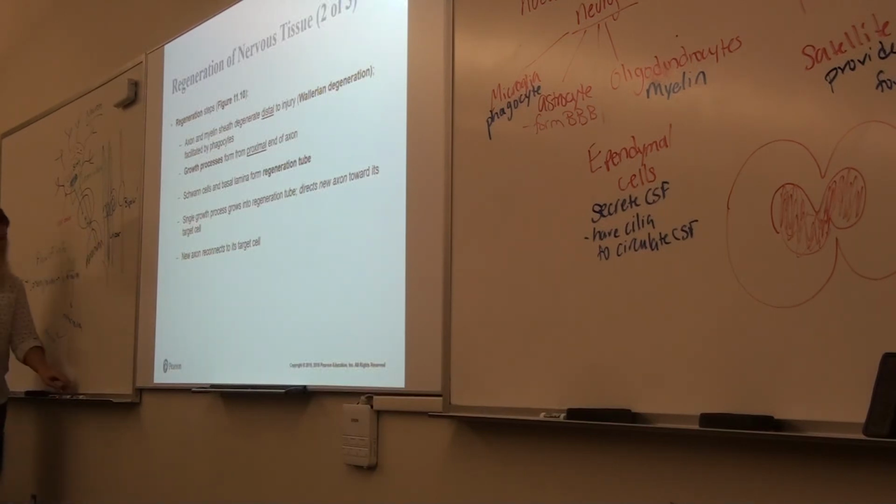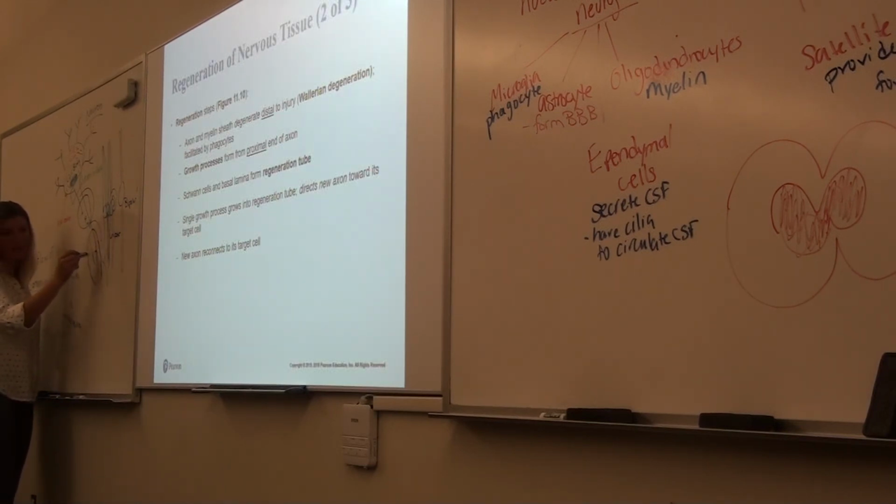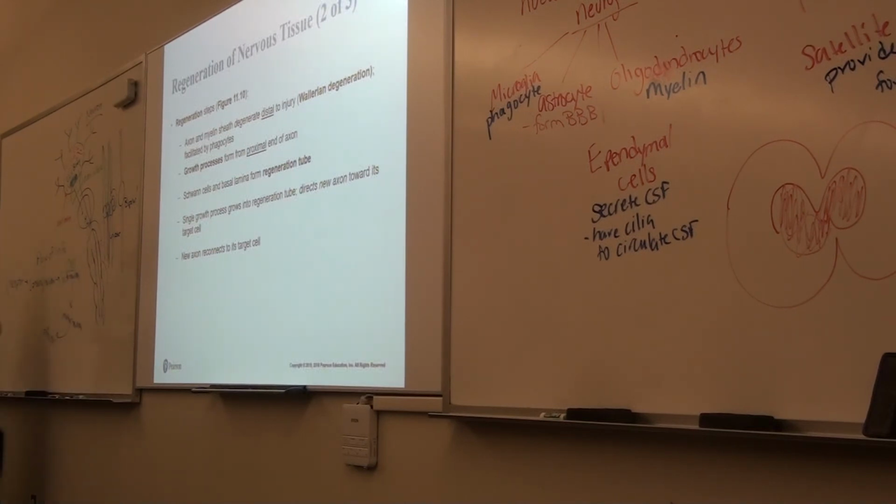I'll erase that black part too. The neuroglial cells kind of extend, and they're basically like mowing a path for the new axon. These neuroglial cells extend, and then the axon can kind of grow. And then they extend some more, and then the axon can grow. And then they extend some more, and then the axon can grow. Right? So this is the process of regeneration, but it only takes place in the peripheral nervous system.